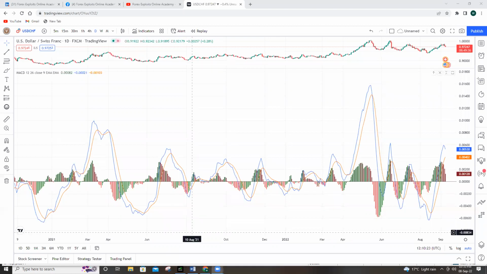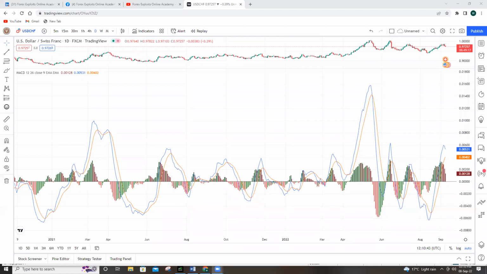Then we have component number 2. Now, how to use the histogram before we move from that? We just use it to detect strength. I'll mention that as we move on, but the histogram basically gives us the strength of the trend.